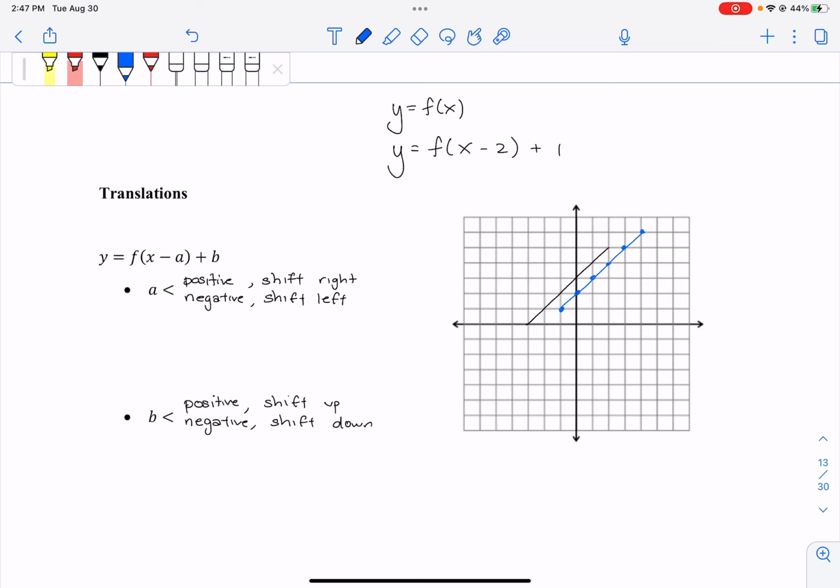And you could play around with this however much you want, but just know that whatever number is inside of this bracket that goes with the x, that is a left to right movement, and we call that a translation, okay, a horizontal translation. So let me write that here. A determines your horizontal translation. Whereas the B determines your vertical translation.